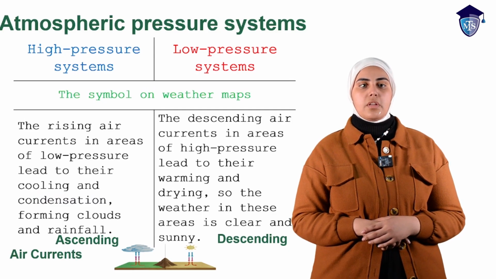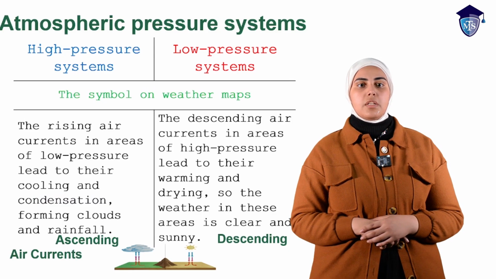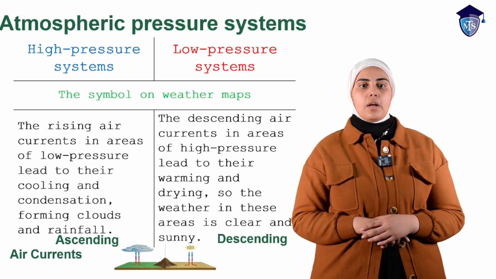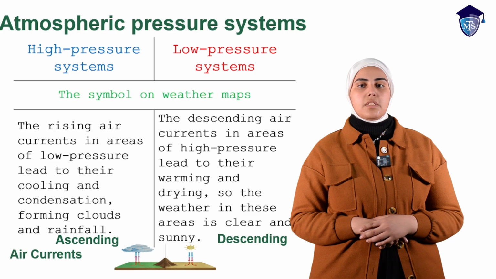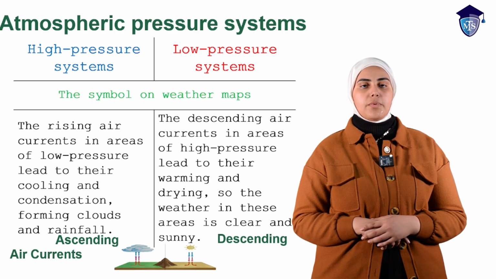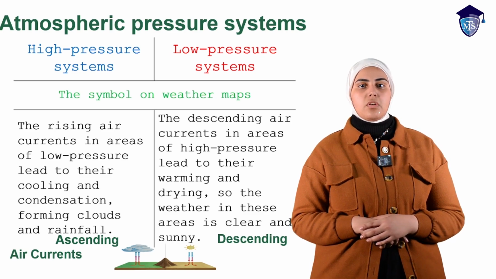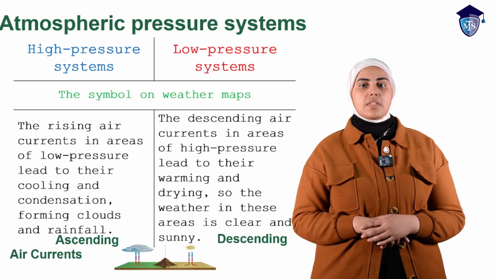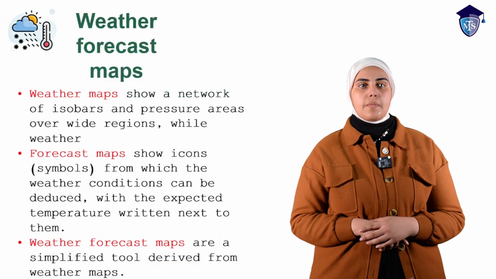Rising air currents in an area of low pressure system lead to their cooling and condensation, formation of clouds and rainfall. This is the low pressure. While in the high pressure system, the descending air currents in an area of high pressure lead to their warming and drying. So the weather in these areas is clear and sunny.